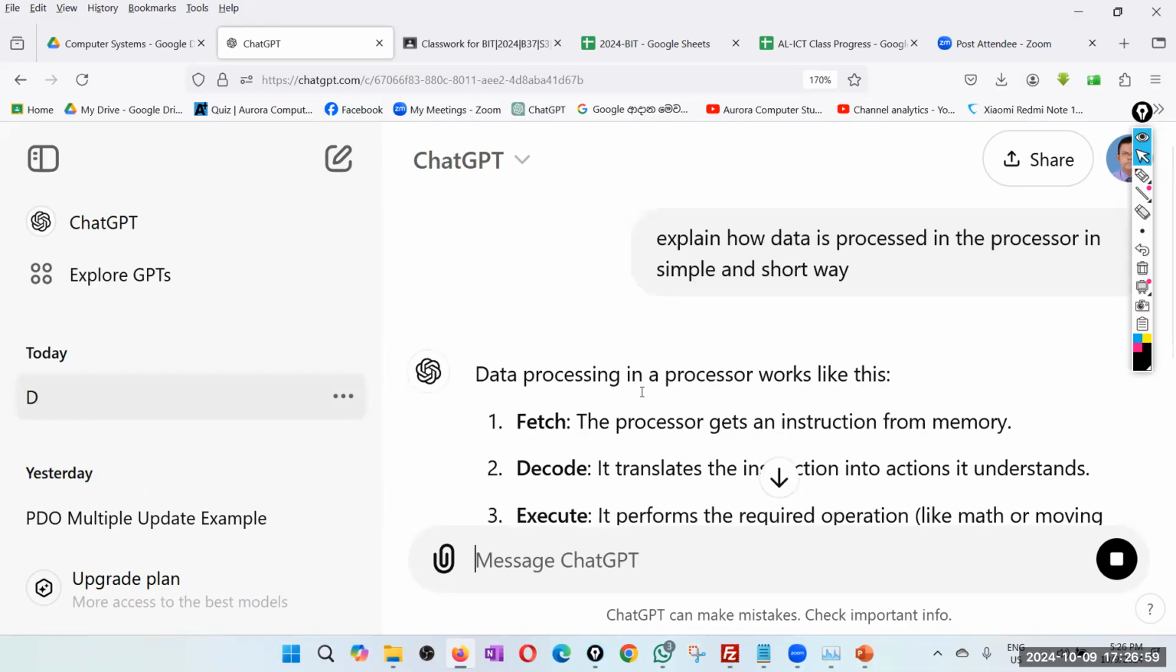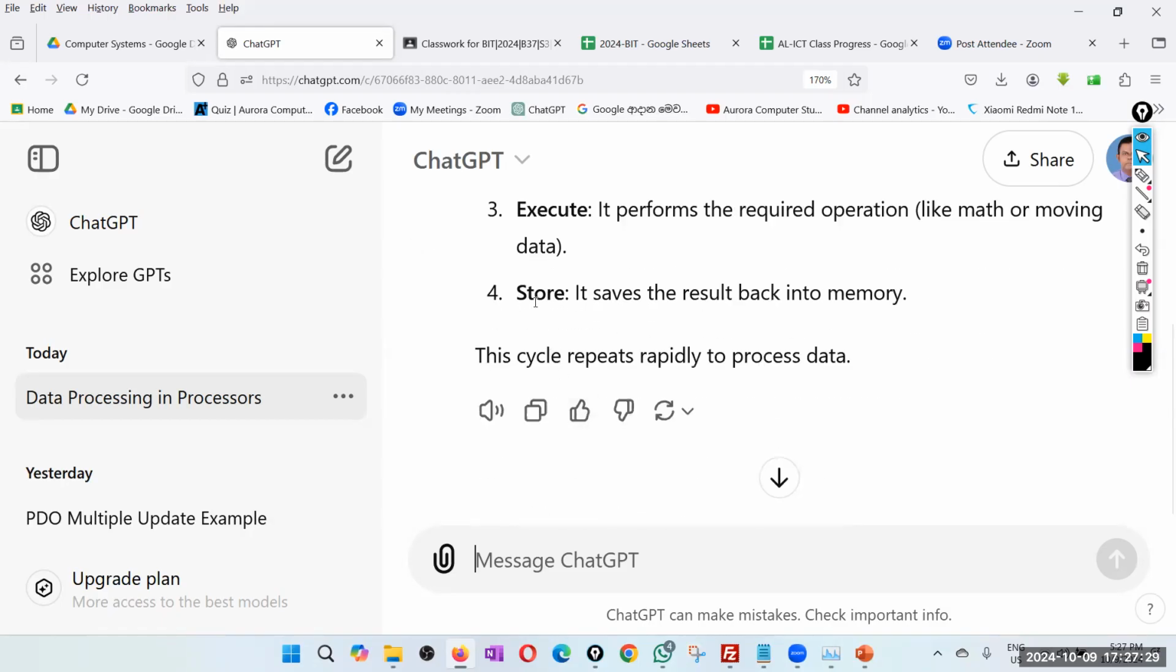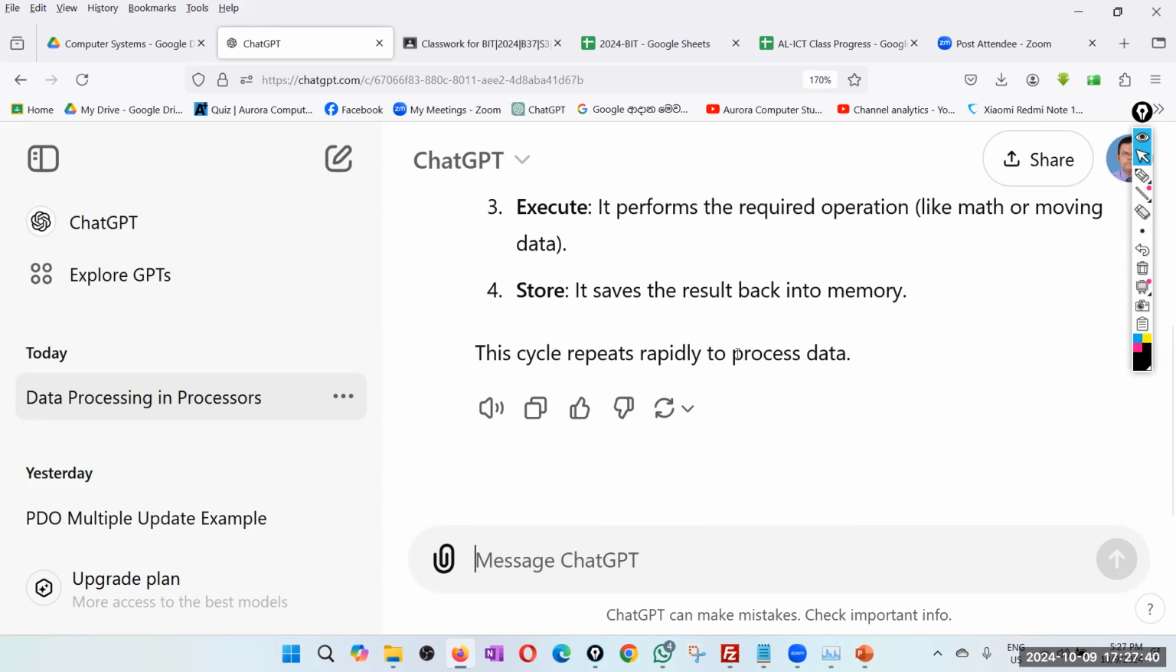You can see, data in a processor works like this. Fetch: the processor gets the instruction from memory. And see whether ChatGPT is telling something other than what I am talking about. Decode: it translates the instruction into actions it understands. Now the processor can understand after decoding. Execute: it performs the required operation like math or moving data. Then ChatGPT says another step called store, storing the result in the registers or rather into memory. So this cycle repeats rapidly to process data.